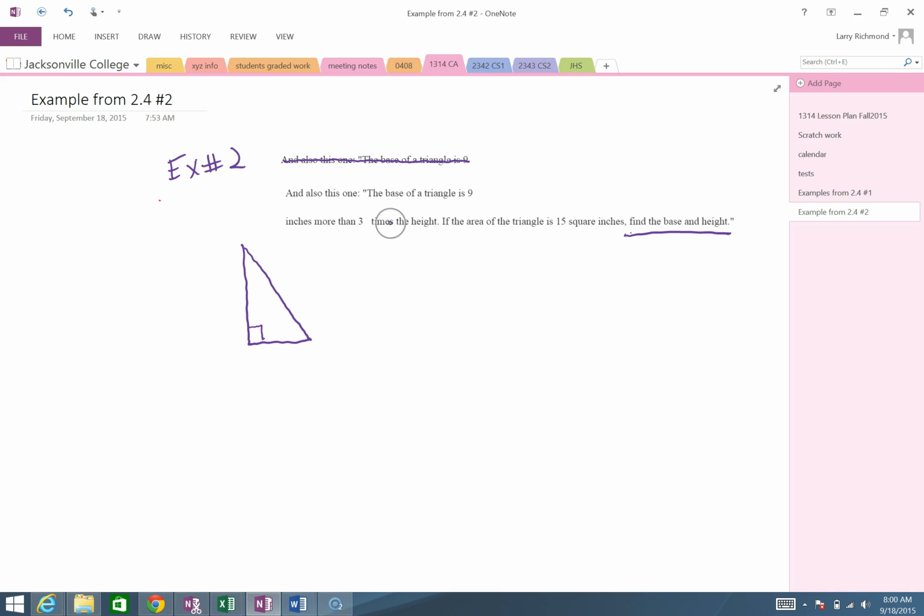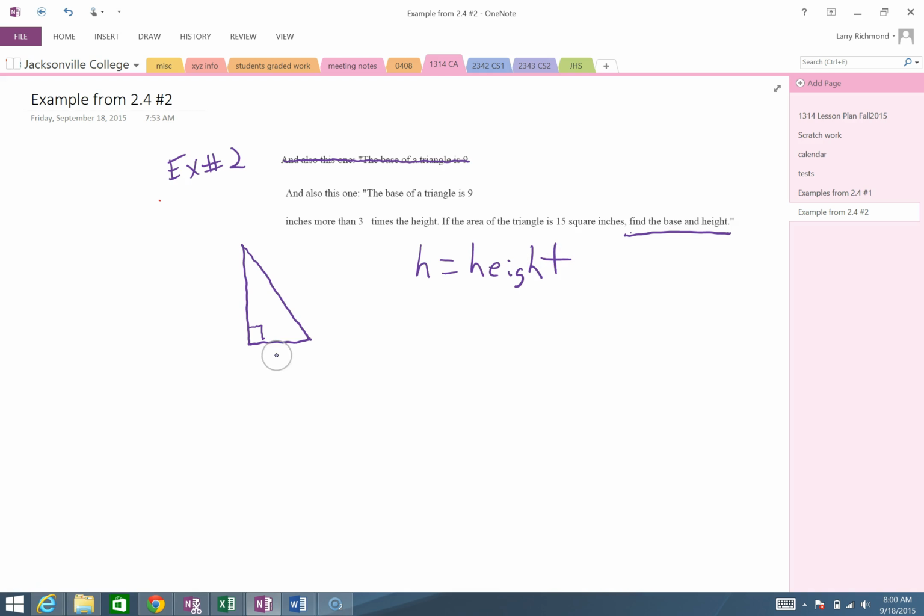I want to find what the measurement they're basically beginning with. Which one are they working off of? Well, it's the height. It says the base is 9 more than 3 times the height. So they're taking the height and manipulating it to get to be the base. So I'm going to define my variable. H is going to be my height.